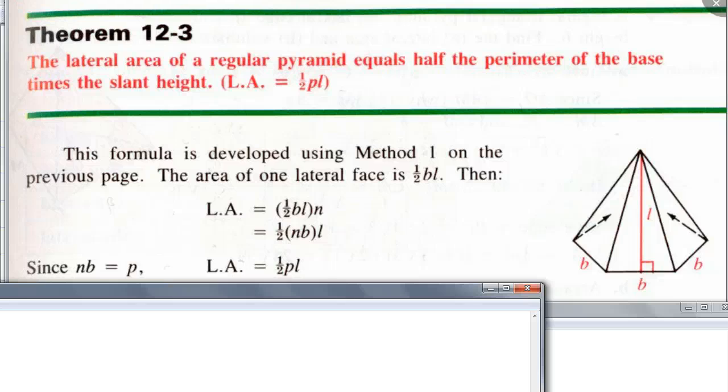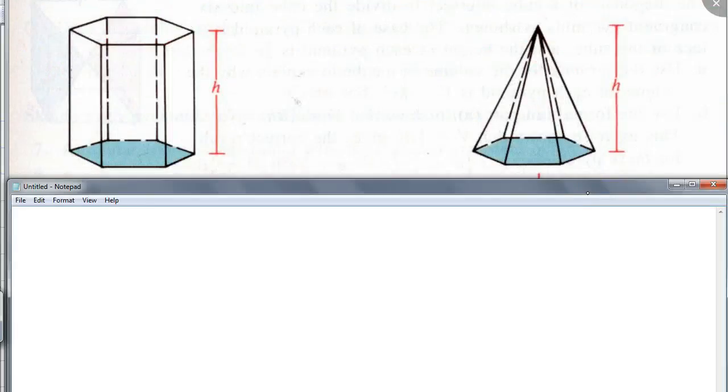Okay, does this make sense? Okay, so that's how you go about showing why this theorem is half P L. Any questions? Okay, does this make sense? All right, good. Now what we're going to do is compare. We're going to talk about volumes.